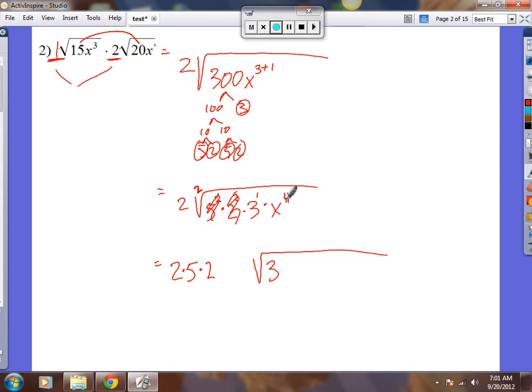X's, I've got 4 of them. So groups of 2, I can pull out 2 of them. X squared, he's done. So on the outside, I have a 2 times a 5 times a 2. 2 times a 5 is a 10. 10 times a 2 is a 20. X squared times the square root of 3. Final answer.